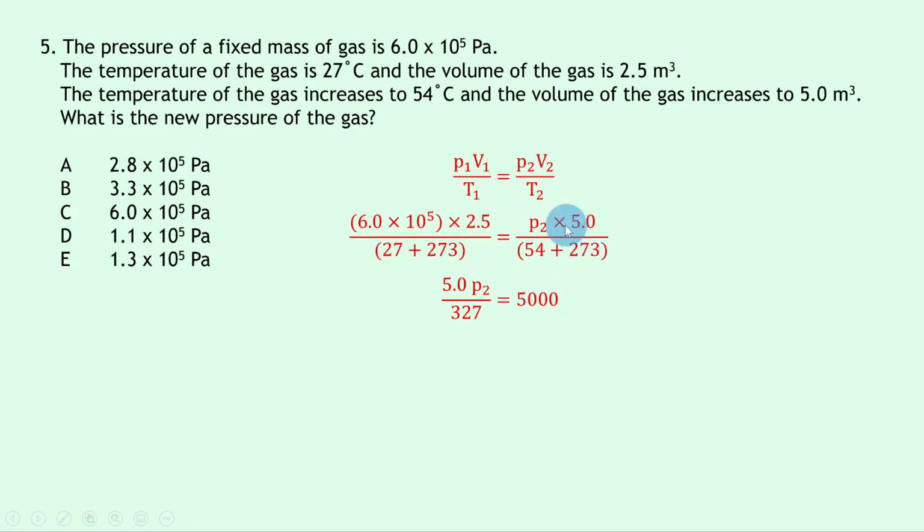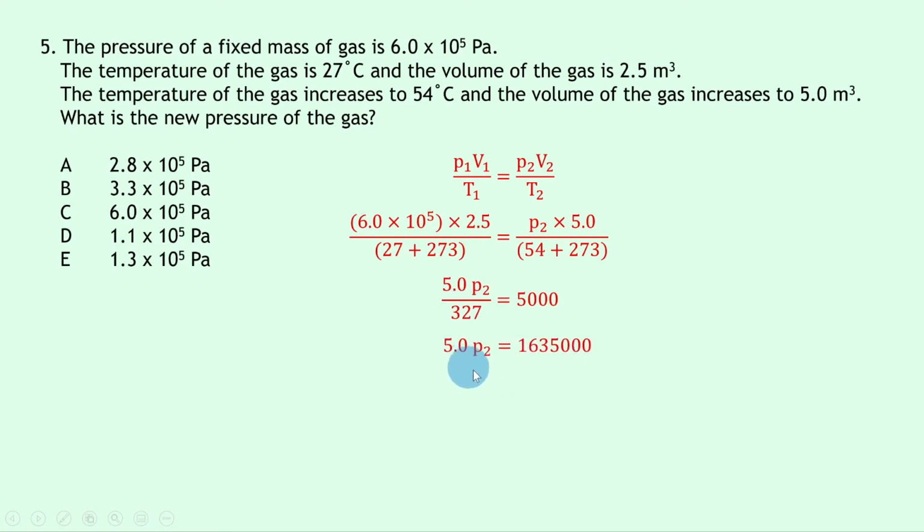And then on this side, we have 5.0 times P2, which gives us the 5.0 P2 here, divided by 54 plus 273, so that is the same as 327. And now what we can do is we can multiply both sides by 327 to get rid of it from the bottom of this fraction here.